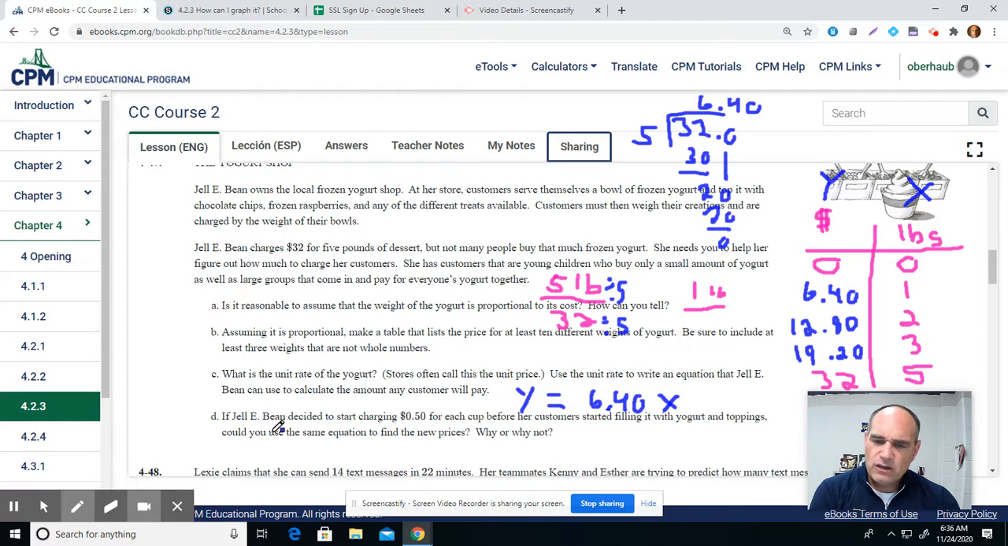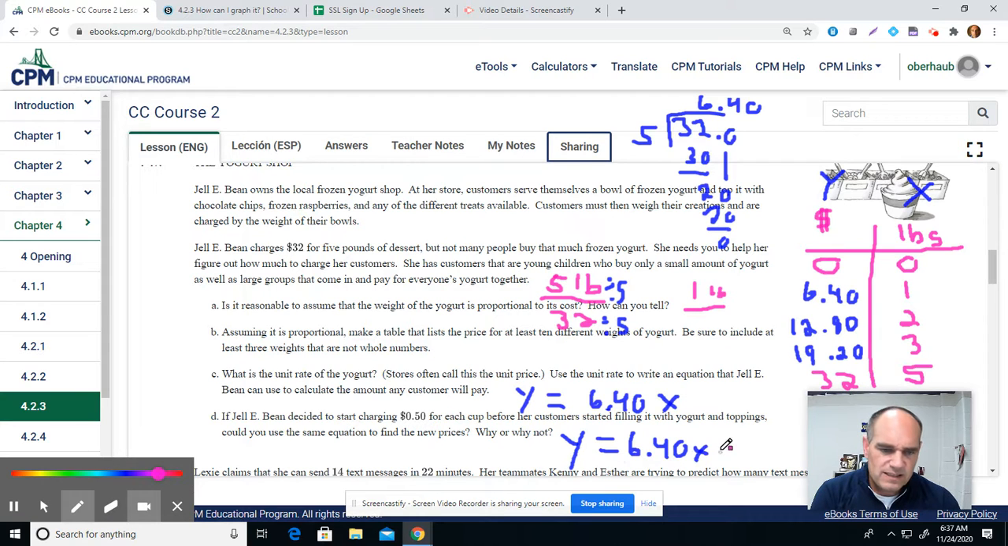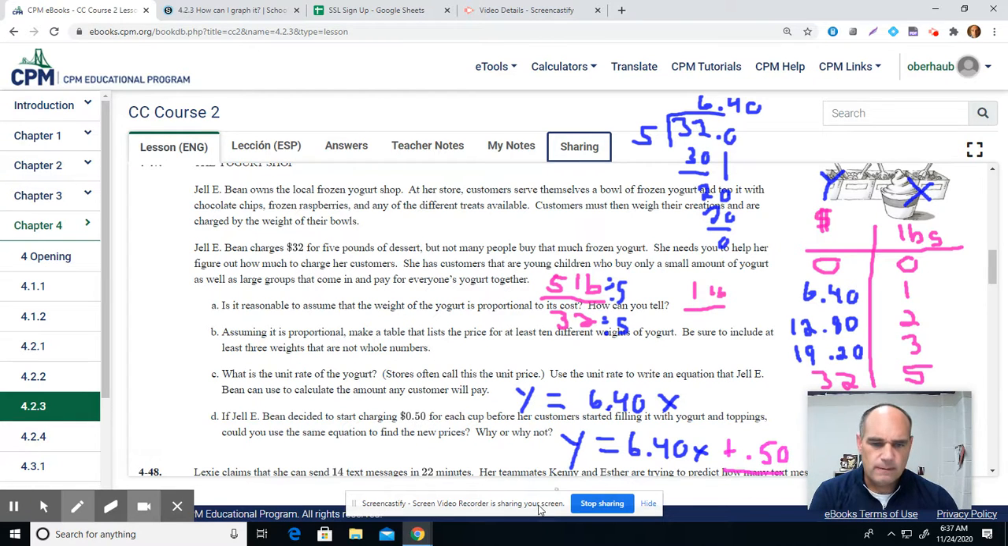Now it says this: if Jelly Bean decided to charge 50 cents for each cup before the customer started filling it with her yogurt and toppings, could you use the same equation to find the new price? My answer is yes and no. So I can use this equation once again, except this tells me how much I'm going to charge for the ice cream that I put in my bowl. But remember, before you even start filling it, just to get the cup, they are going to charge you 50 cents. So I would need to add 50 cents to this equation. So we could use it, except we had to add this piece because now they're going to charge me 50 cents for the cup. So this would be my new equation to use.